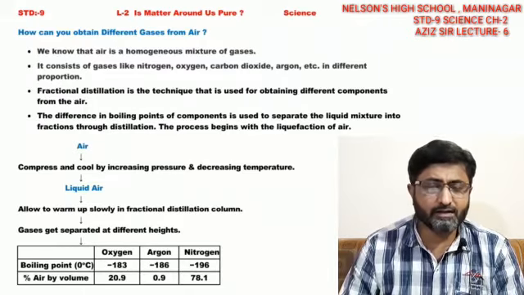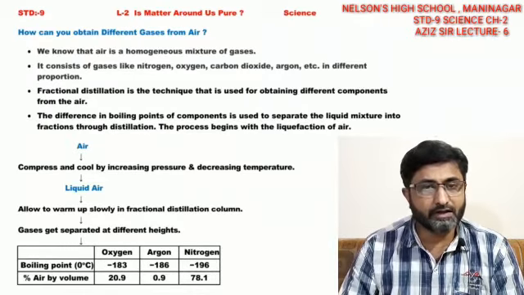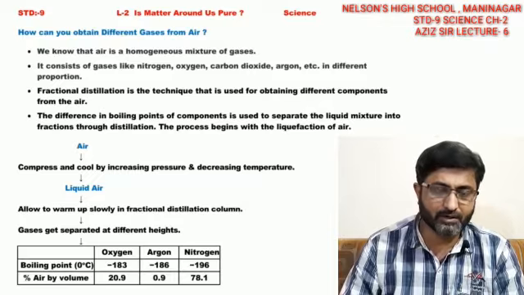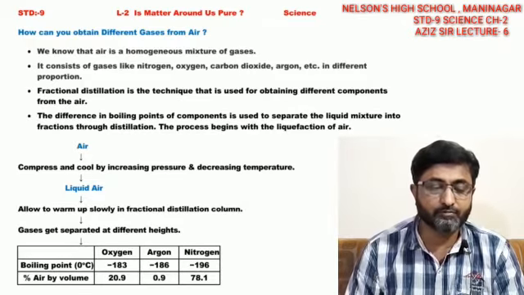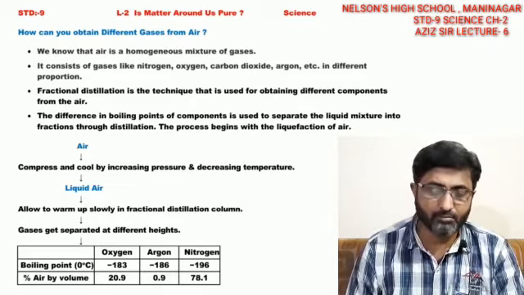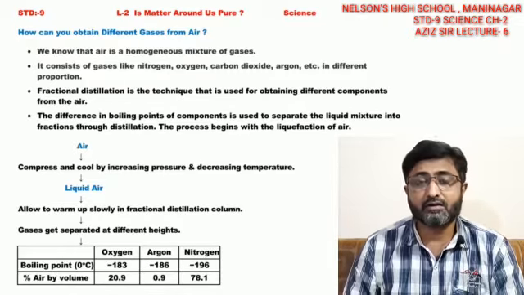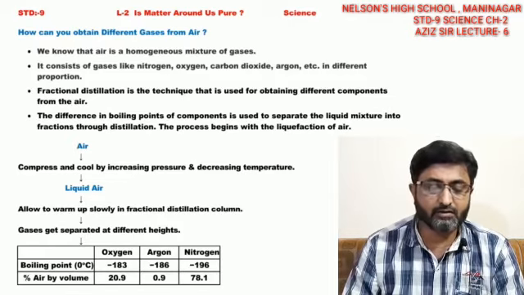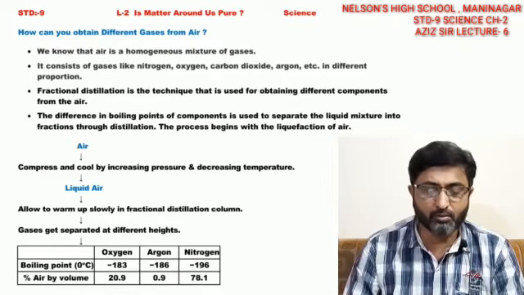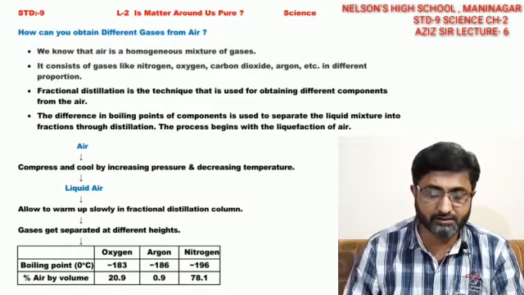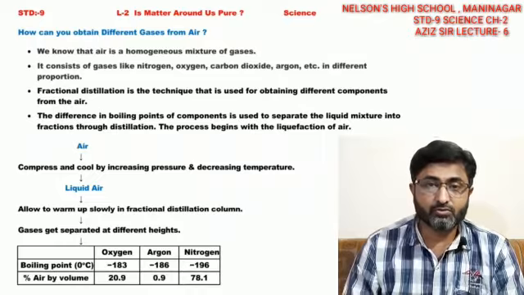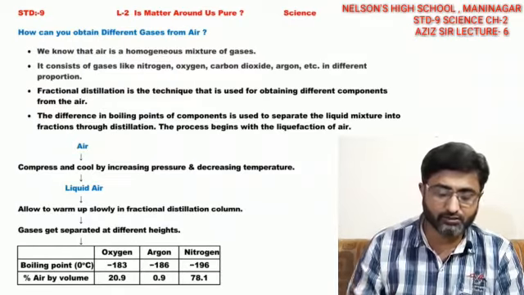So as we know, air is a homogeneous mixture. It contains nitrogen, oxygen, argon, carbon dioxide, and water molecules, all present as a mixture in different proportions. Fractional distillation is a technique by which we can separate these gases from the air. The difference in boiling points of the components is key in fractional distillation, which is used to separate liquid mixtures into fractions through the distillation process.